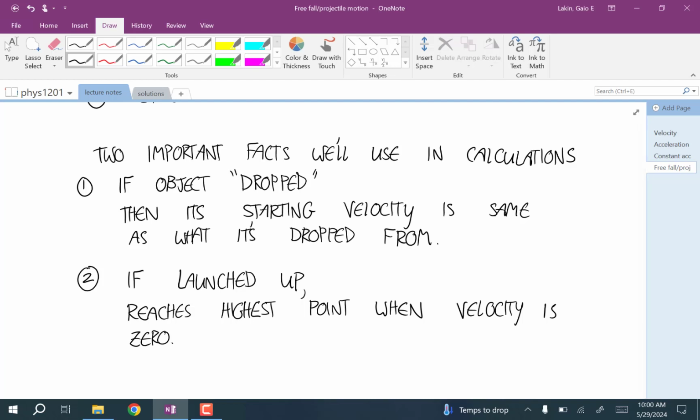So other than knowing the acceleration of something that's in free fall or projectile motion, and knowing these 2 facts, the process for doing free fall and projectile motion problems is going to be exactly the same as any other constant acceleration equation. And the next video you're going to see is just examples of doing calculations involving free fall and projectile motion.